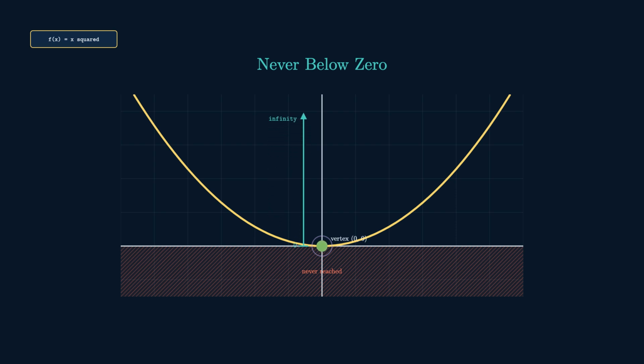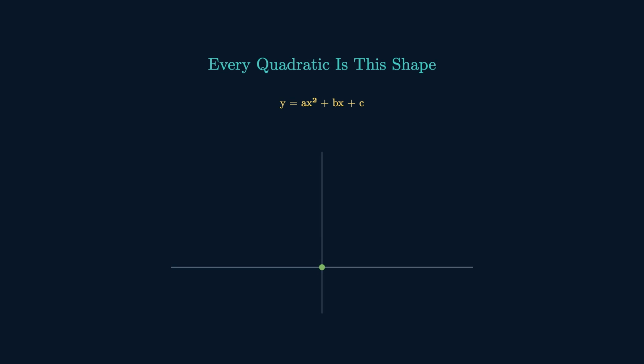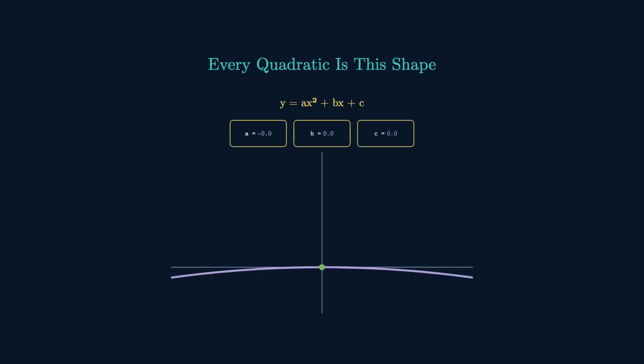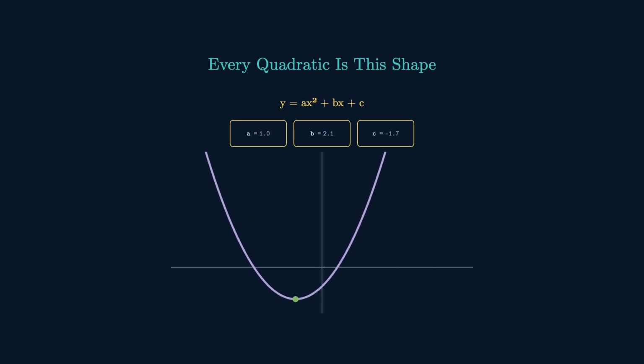Range, 0 to infinity. And here's the thing about this shape, it's not one curve. Every quadratic you'll ever meet, y equals ax squared plus bx plus c, is this exact shape. Change a and it gets narrower, or wider, or flips upside down. Change b and c and it slides around the plane. But it's always the same u, same family, different costume.